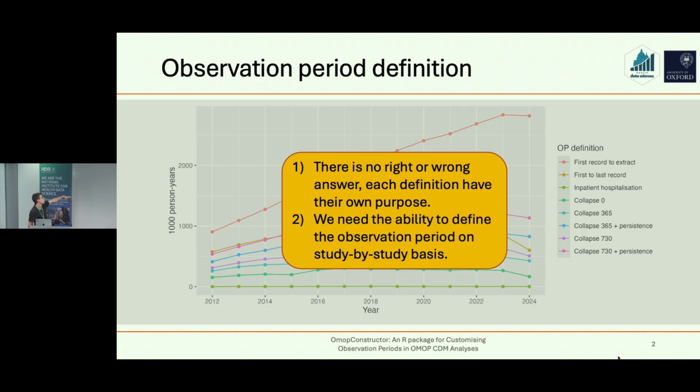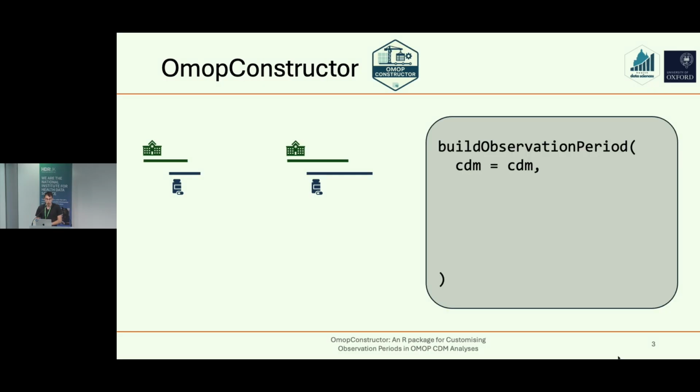As I was saying, there is no right or wrong definition. Each one has its own purpose, and the only thing is that we need to be able to define the observation period differently depending on the use case. That's why we've built OMOP Constructor. For the moment, as with any package that we start, it is small. We have one important function, quite intuitive, build observation period. Basically, the first thing that you pass is the CDM object.